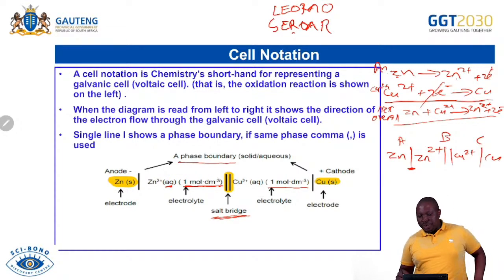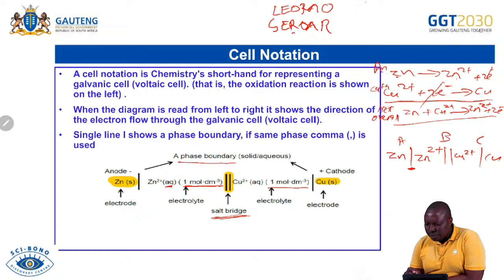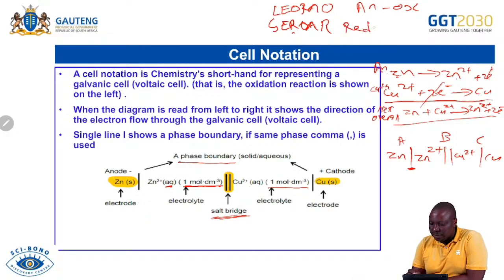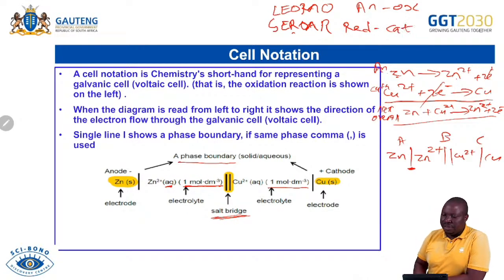Don't forget, we said an ox, that stands for oxidation occurs at the anode. And we said a red cat, where reduction occurs at the cathode. So if you have understood this, I was able to take you to the table of standard reduction potential. I used table 4B. I am quite sure that in our next lessons we'll still be able to refer to table 4A.